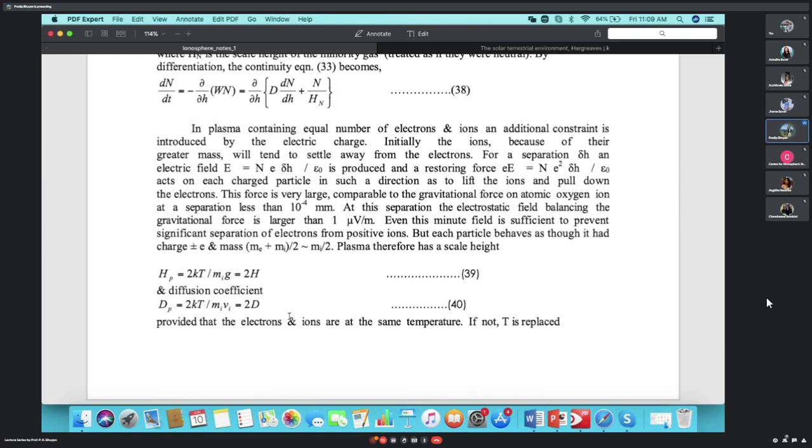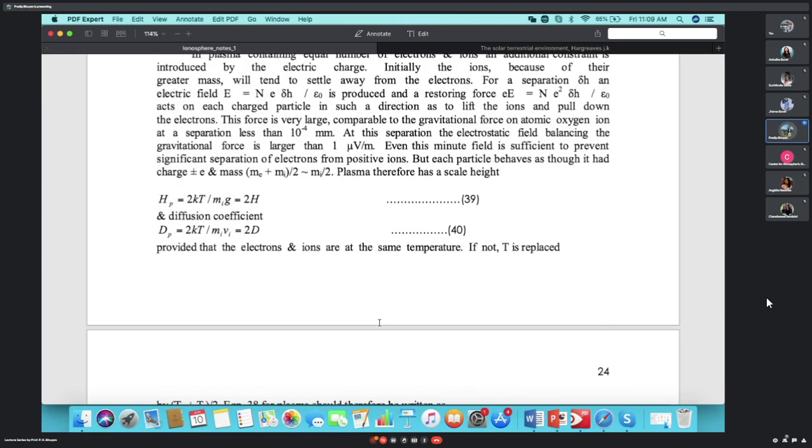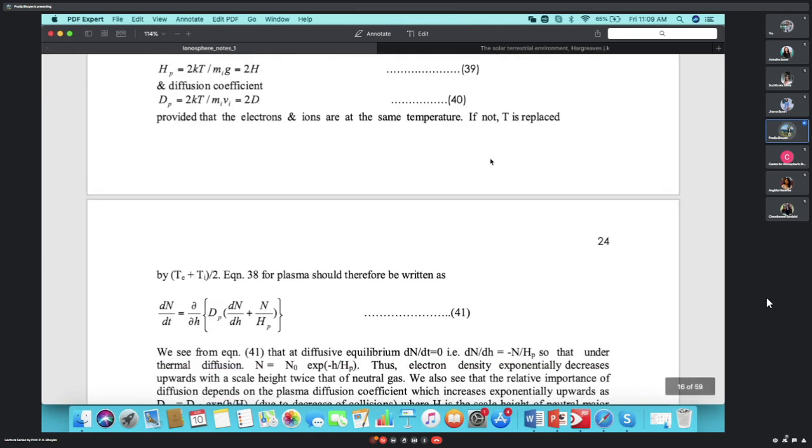Of course, there is one rider: they should be at the same temperature. The ions and electrons are supposed to be at the same temperature, and they are. If not, T is replaced by another term, (Te plus Ti), the electron temperature and ion temperature, divided by 2. So you can get another temperature.